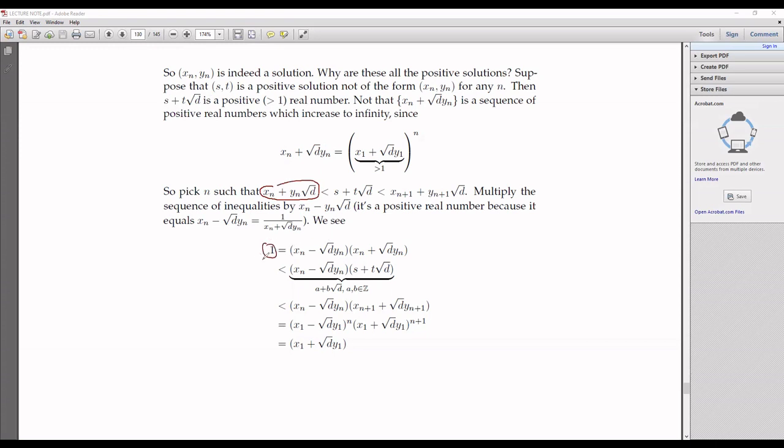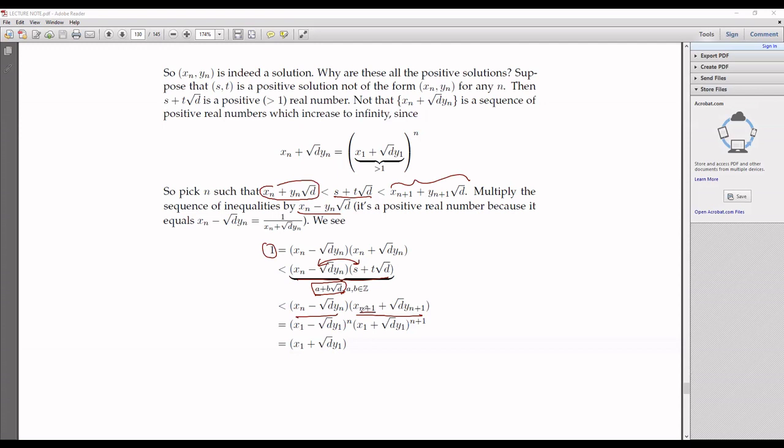We have already seen this is a solution. In the middle, we get s plus t root d times our multiplier, which is this. And the overall product is going to be of the form a plus b root d, from high school algebra, right? And a, b are integers. And on the rightmost side, we have this one multiplied by this one.